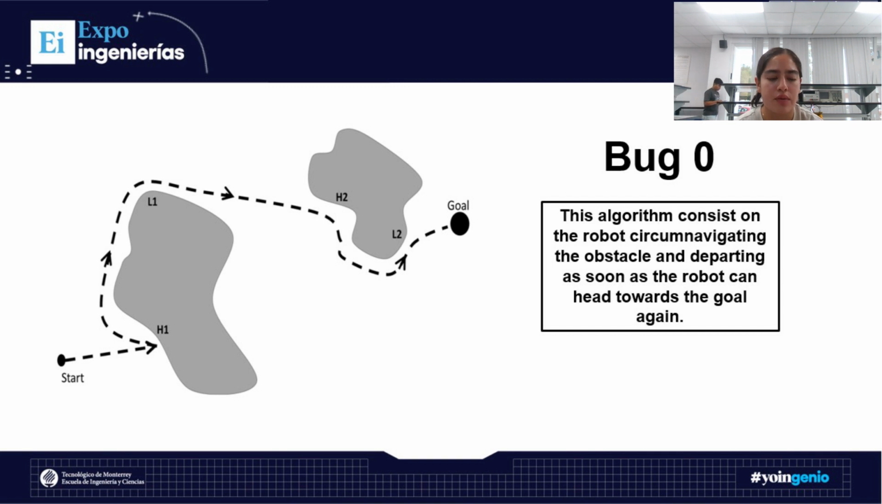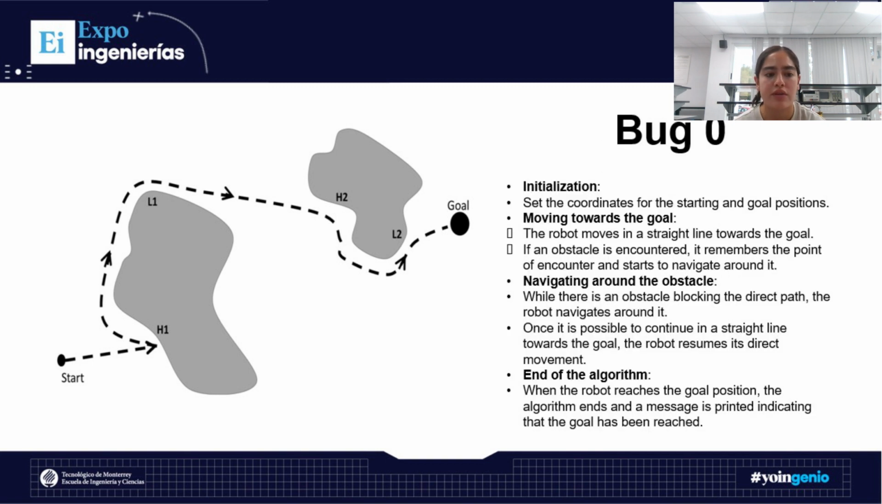The Bug 0 algorithm consists of the robot circumnavigating the obstacle and departing as soon as the robot can head towards the goal again. The robot initially moves in a straight line towards the goal. If an obstacle is encountered, the robot remembers the point of encounter, the hit point, and starts to follow the contour of the obstacle. It continues to move around the obstacle until it finds a point where it can resume a direct path to the goal. The robot then leaves the obstacle and continues towards the goal. This process repeats until the robot successfully reaches its destination, ensuring efficient navigation in environments with obstacles.